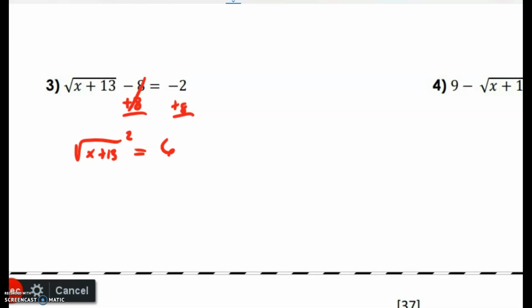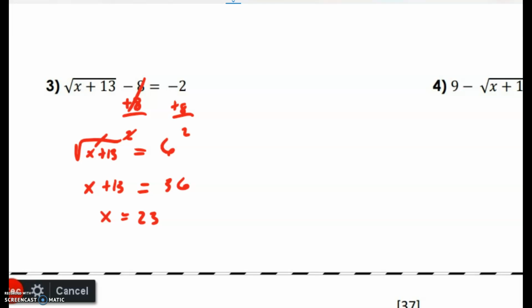Go ahead and raise both sides. My index is just a 2 again, so I'm still squaring. I'm going to raise both sides to the power of 2. That's going to get rid of my radical sign, and I'm left with just what's underneath. So x plus 13 is equal to, and then 6 squared is 36. Go ahead and solve this polynomial equation. Subtract 13 from both sides, and we get x is equal to 23.